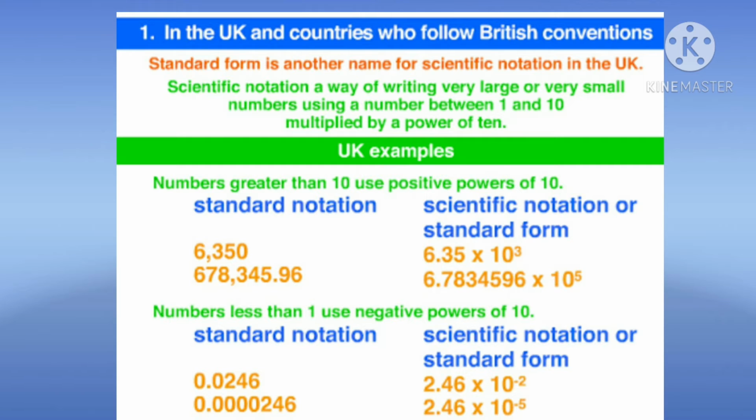Check the example: a number 6350 can be written as 6.35 into 10 to the power 3, whereas a number in decimals, that is 0.0246, can be written as 2.46 into 10 to the power minus 2. Now we shall study the rules for applying a positive or a negative power.